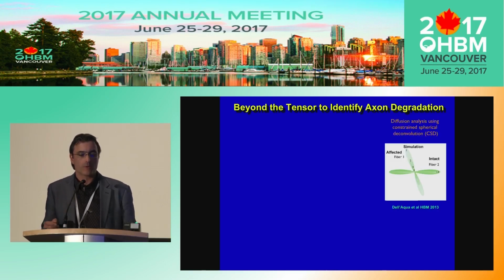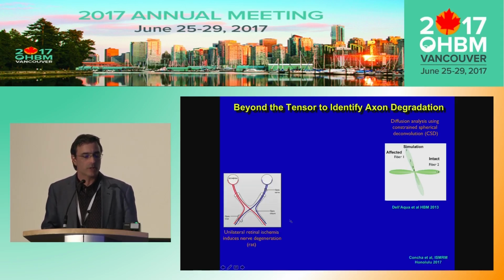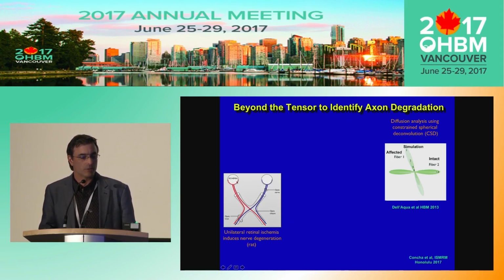So you can also go beyond the tensor to identify axon degradation. We heard this earlier, when we saw this slide by Flavio, where what you'd like to know is if you have areas of fiber crossing and one fiber is affected and the other one isn't, can we pull that out? Luis Concha at ISMRM in 2017, just a couple months ago, did a retinal ischemia model just like Victor did, and he wanted to see if he could tell one degenerating fiber at this crossing region relative to the other one.